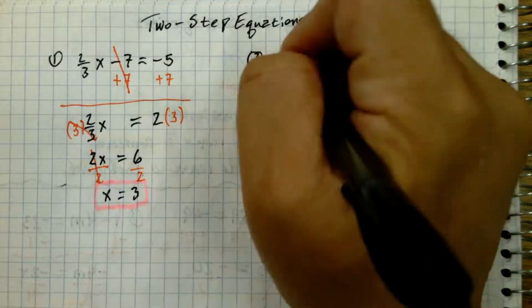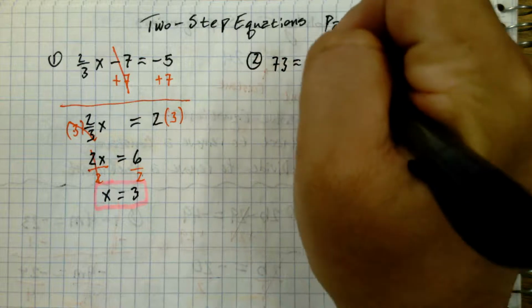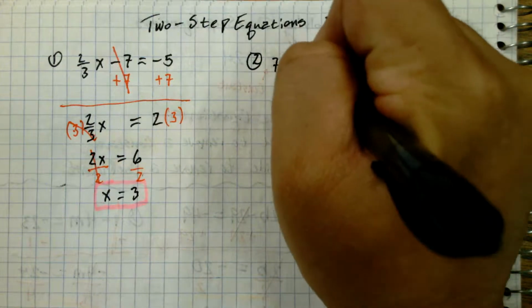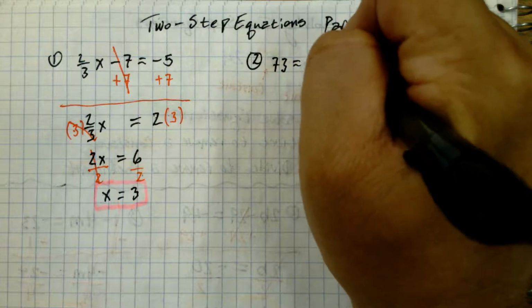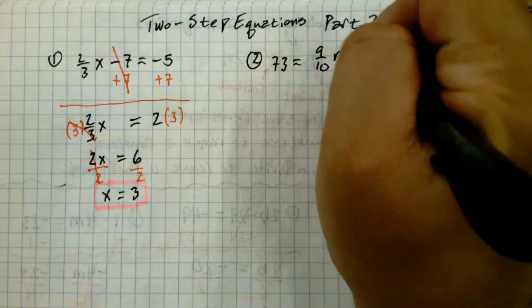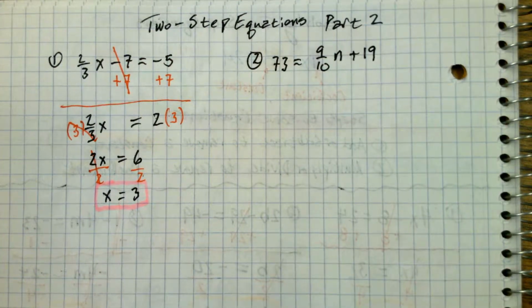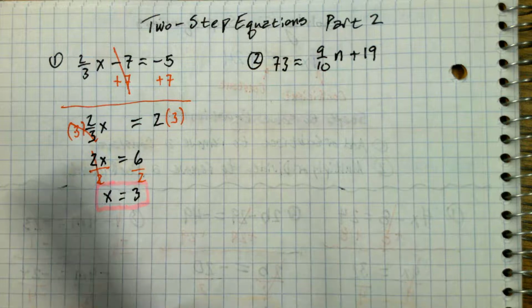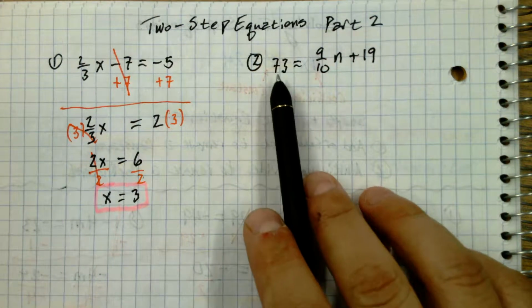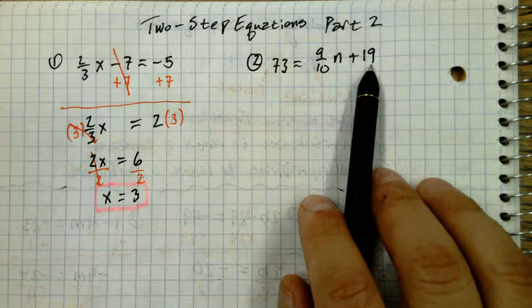Number 2. So this one is 73 is the same as 9/10 times n plus 19. So, we may run into slightly bigger numbers, but hopefully they'll work out nicely. Okay, so again, we want to search for the constant. Technically, we have 2, 73 and 19. Which one do I want to get rid of, though?